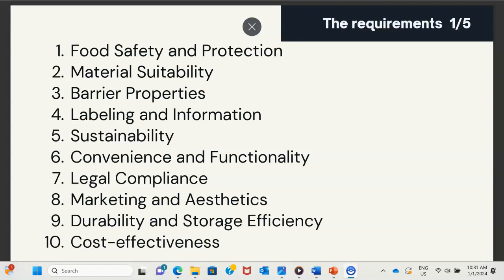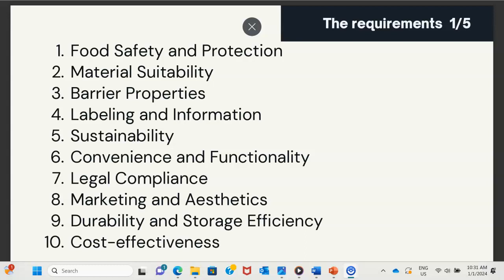The first one is the food safety and protection. The primary function of food packaging is to protect food products from the external contaminants like bacteria, dirt, pollutant, and it must also prevent damage and spoilage during the transportation and storage. So the protections and the safety of the food is the first requirement in designing the packaging or in choosing the packaging materials. Number two is the material suitability.